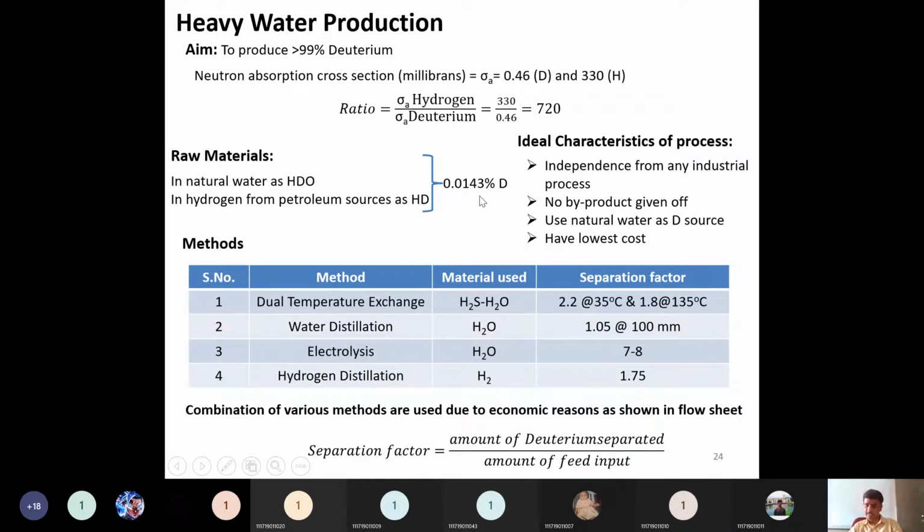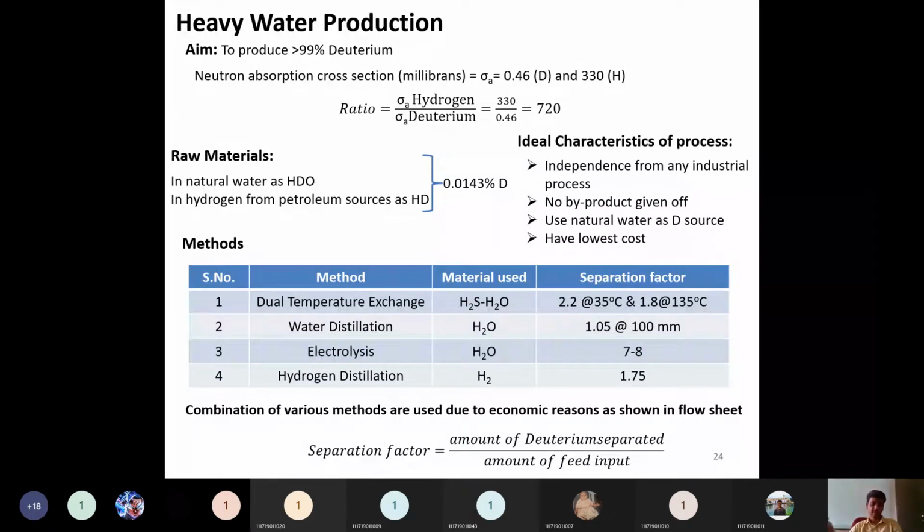So this much percentage, divided by 100, means you will get two further zeros: 0.000143. That many fraction of deuterium will be available in the natural sources, but that much deuterium has to be concentrated to around 99 percentage of deuterium. So why do we have to use only heavy water? Why can't we use normal hydrogen, normal water?